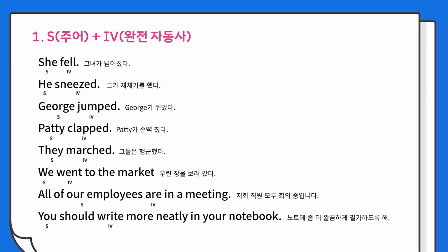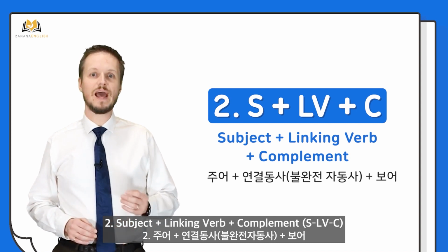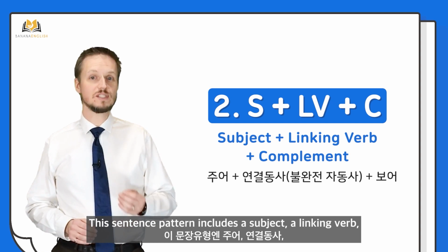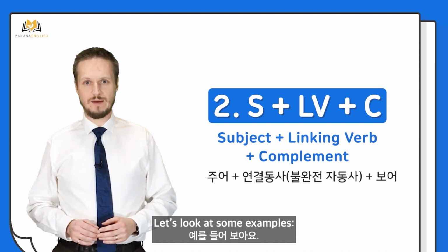She fell. He sneezed. George jumped. Patty clapped. They marched. We went to the market. All of our employees are in a meeting. You should write more neatly in your notebook. 2. Subject plus linking verb plus complement, SLVC. This sentence pattern includes a subject, a linking verb, and a complement. Let's look at some examples.